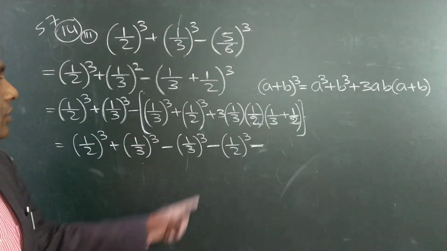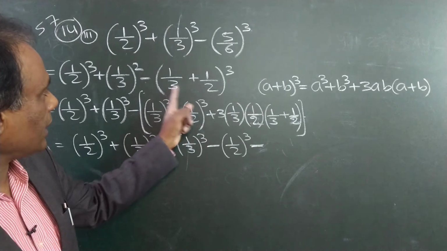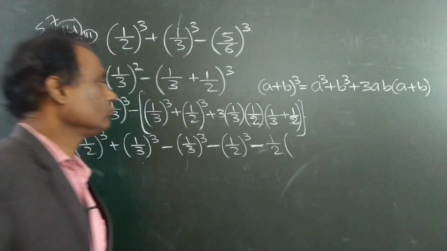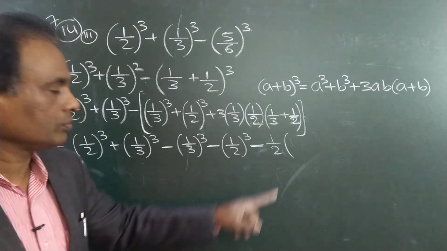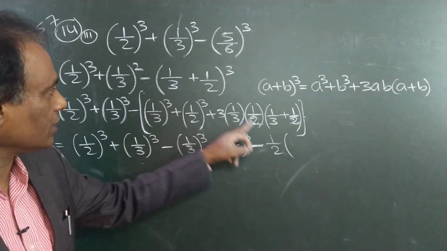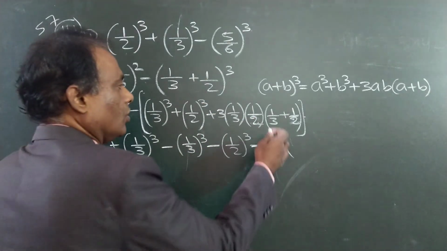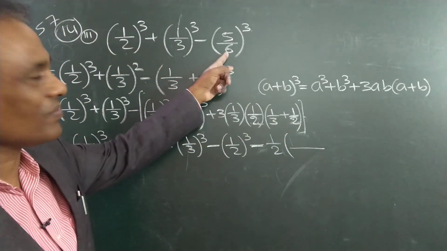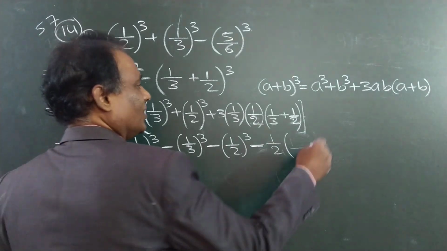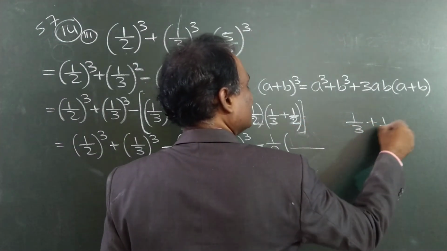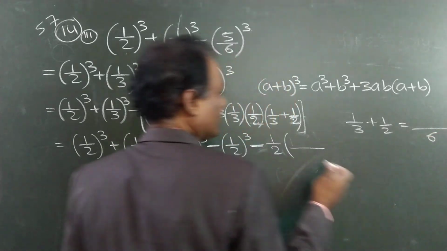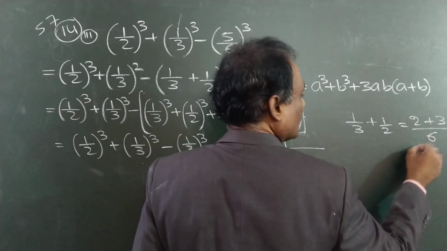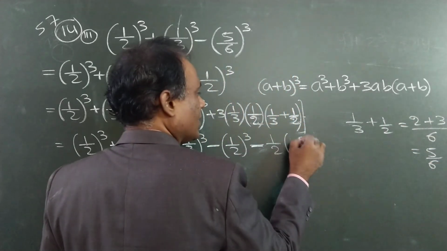See here. 3AB. So 3 cancels 1 by 3, and 3 cancels only 1 by 2. 1 by 2 plus 1 by 3 is nothing but 5 by 6 only. 1 by 3 plus 1 by 2, LCM is 6. 3 2 times, 2 into 1 is 2. 2 3 times, 3 into 1 is 3. Total is 5 by 6. Directly I am writing 5 by 6.